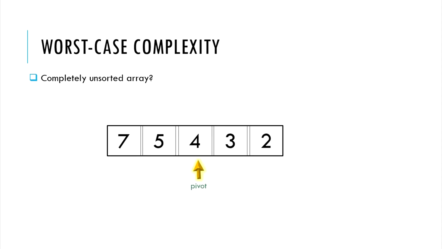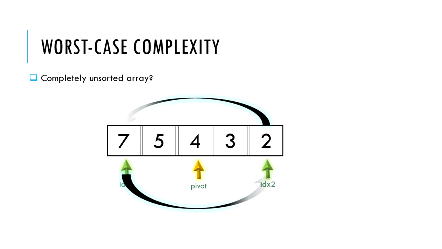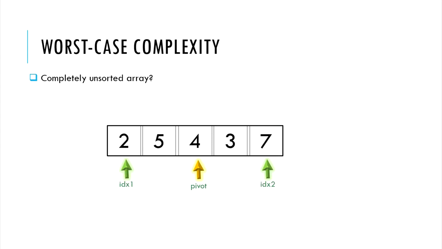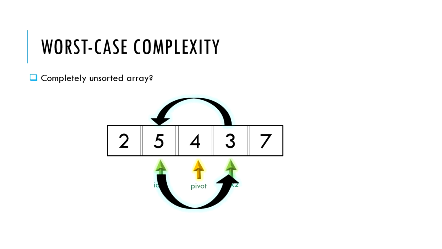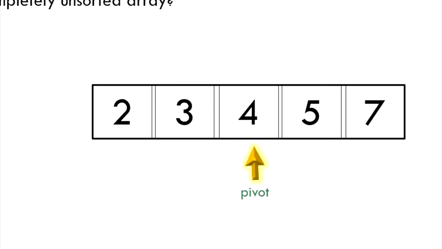Let's observe. The pivot would have been 4. We would swap index 1 and index 2 as element at index 1 was greater than 4, the pivot, and element at index 2 was smaller than 4. We would move index 1 to the next position to the right. We would move index 2 to the next position to the left. We would swap again. This would be the end of our first partition. The pivot element would stay unchanged.